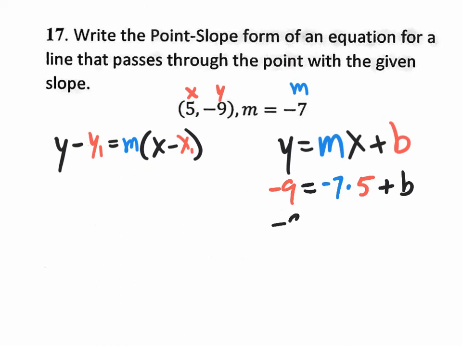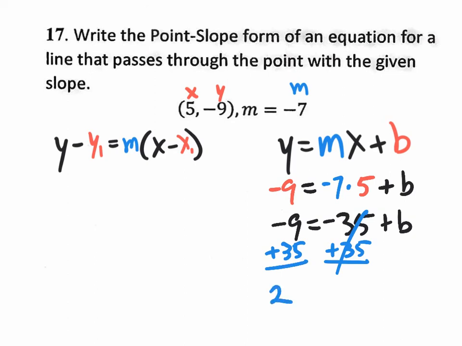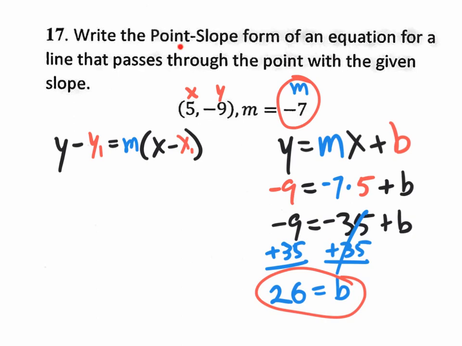So we really have the equation -9 equals -35 plus b. To get rid of the -35, you go plus 35 and plus 35. So we're going to end up with 26 as the b value. So ladies and gentlemen, once we have the b value and we already had the m value, now we could write it in slope-intercept form. Wait a minute, they're not asking for slope-intercept form. Whoops. So this was kind of a waste. I already know my equation is y equals -7x plus 26.